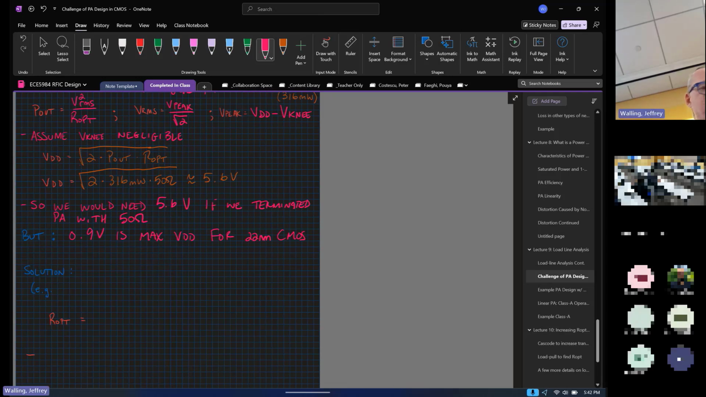And, to make matters worse, of course, the knee is not equal to 0 volts. It's dependent upon the size of the transistor and the current we're running through it. But it's probably somewhere on the order of 0.2 volts.